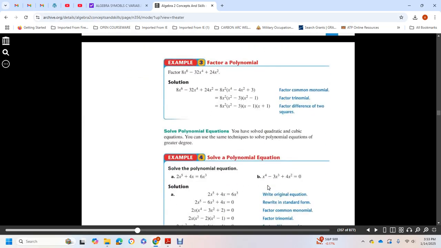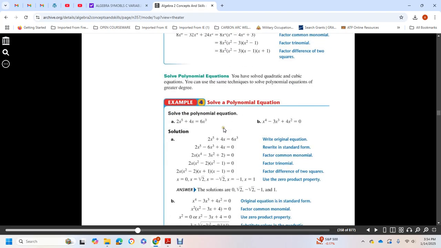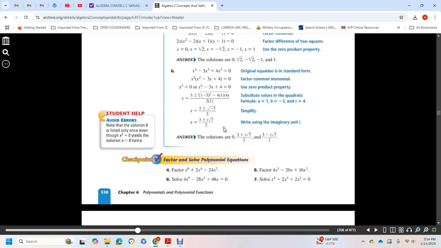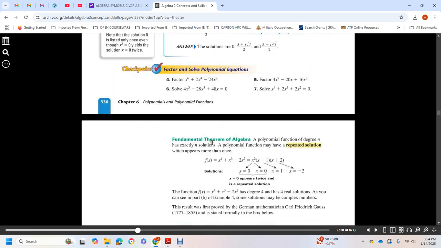Solving polynomial equations. You solve quadratic and cubic equations. You can use the same technique with polynomial equations of greater degree. Fundamental theorem of algebra. A polynomial function of degree n has n solutions. The polynomial function may have a repeated solution, which appears more than once.